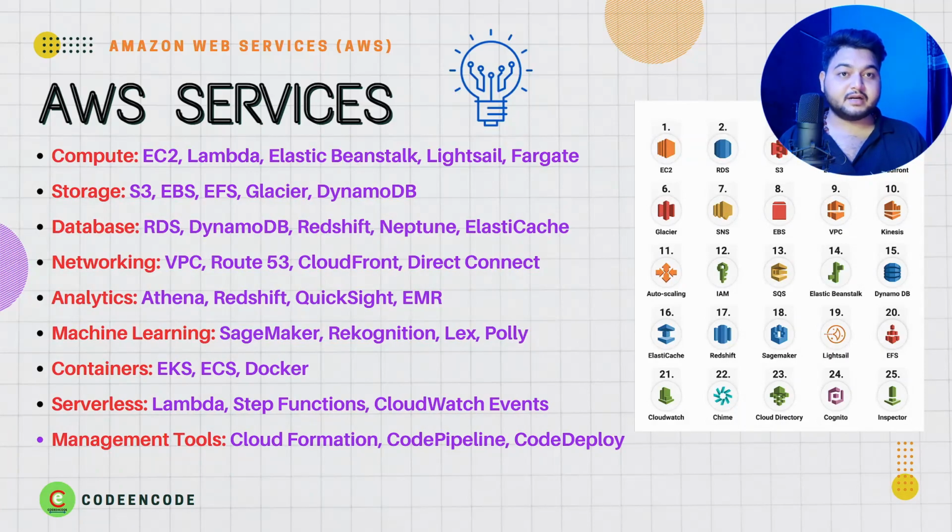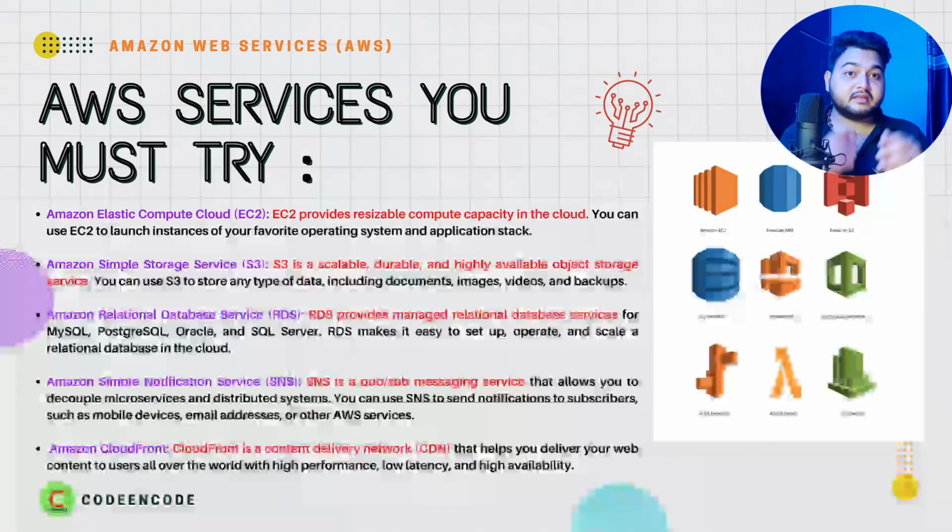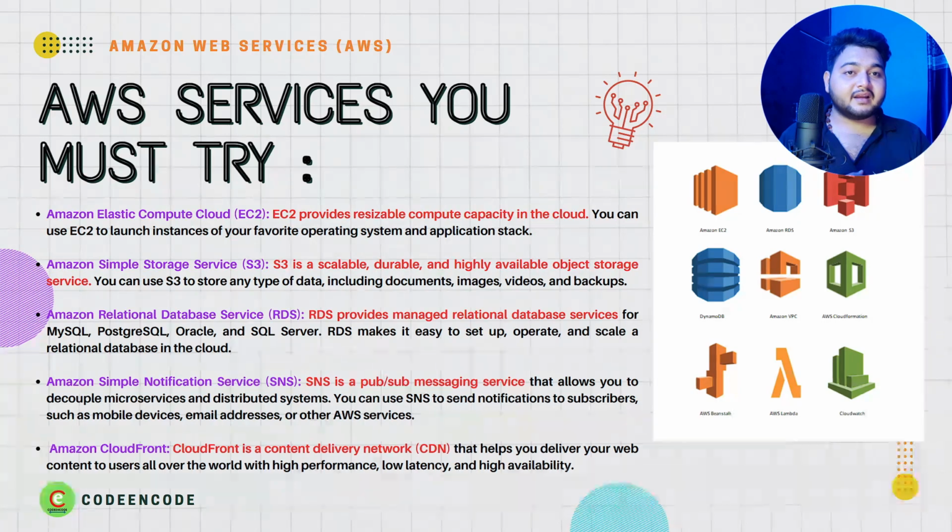Lastly we have management tools. In management tools we have CloudFormation, CodePipeline, then CodeDeploy and all the services. So all the services have been given here. You can take a look at all the services and the symbols dedicated to each of them. Then moving forward, the AWS services that you must try. Now the thing is, we are learning these services to get an overview of the AWS services, right?